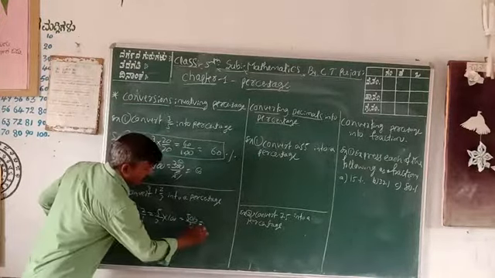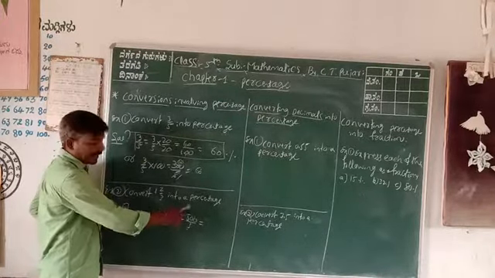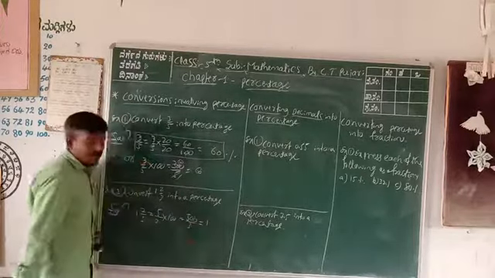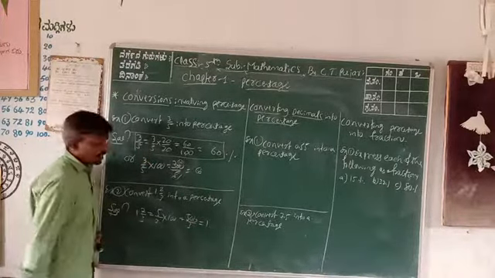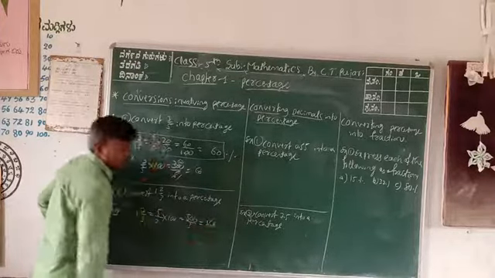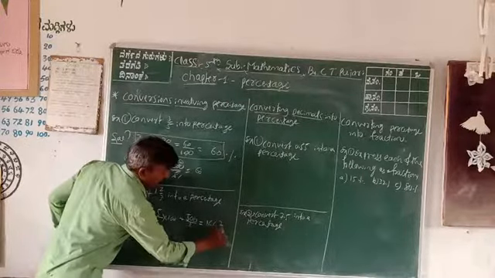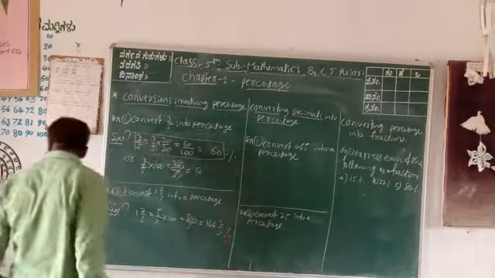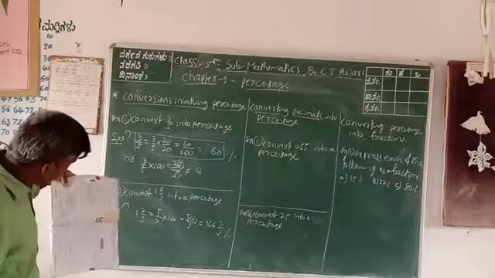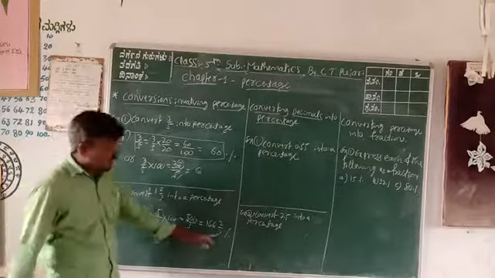Therefore, you multiply. This is an improper fraction. You can convert it to a mixed fraction. 3 ones are 3, remaining 2, 3 sixes are 18, remaining 2, again 3 sixes are 18, remaining 2. So 166 integer 2 by 3 percentage. This is your answer: 166 integer 2 by 3 percentage.